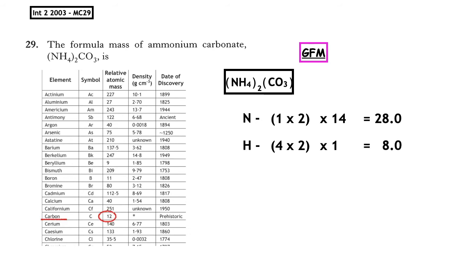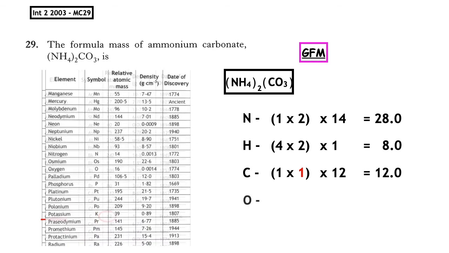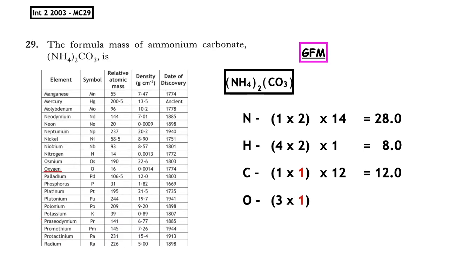Carbon, the chemical symbol is C. How many do we have inside the bracket? We have 1, multiplied by the number outside the bracket. Well, there's no number outside the bracket, so we assume 1, times by the relative atomic mass, which can be found on page 7, which is 12. 1 times 1 is 1. 1 times 12 equals 12.